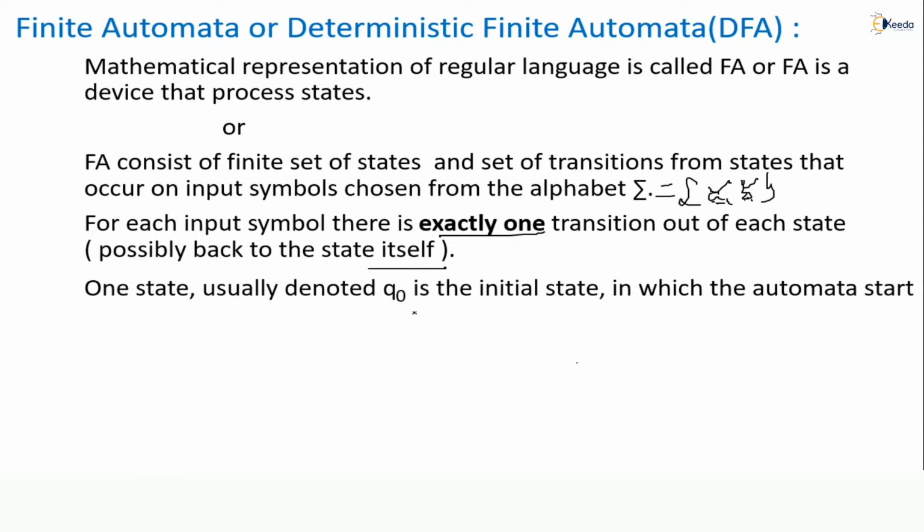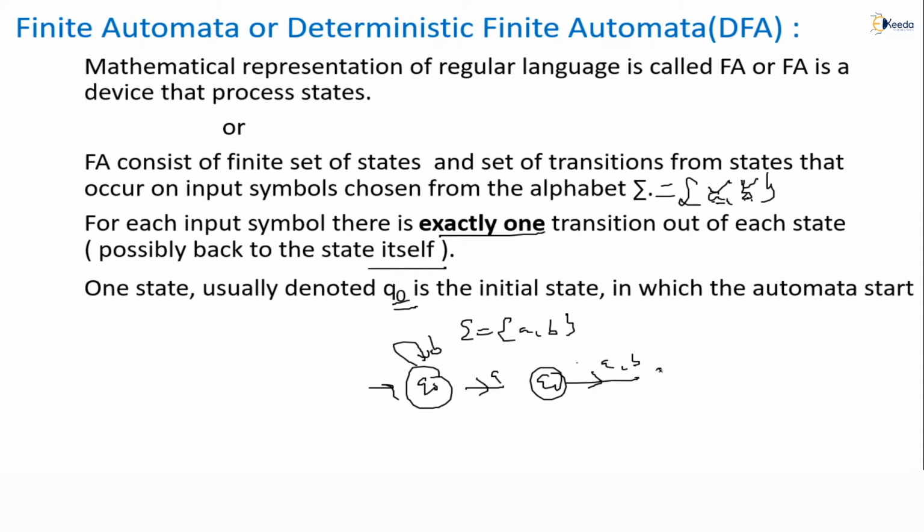One state, usually denoted as Q naught, is the initial state where the automata starts. Q naught is the initial state where the finite automata begins. Suppose I take sigma A comma B. Q naught on A goes to Q1, and Q naught on B stays in Q naught. Q1 on A comma B goes to Q2. Q2 is the accepting state, assume that.